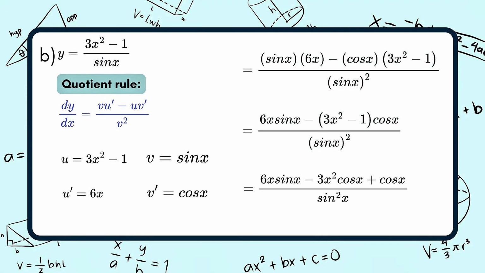For question B, y equals 3x squared minus 1 over sin x. For this question, we need to use the quotient rule, which is dy/dx equals v u prime minus u v prime over v squared. Then, we will take 3x squared minus 1 as u, and for v, we will take sin x. Then, we differentiate 3x squared minus 1, and it will be 6x, and for v, after we differentiate, we will get cos x.